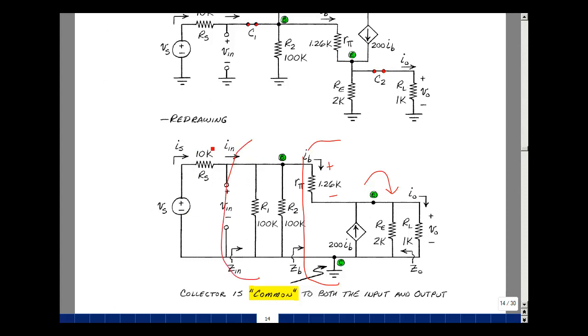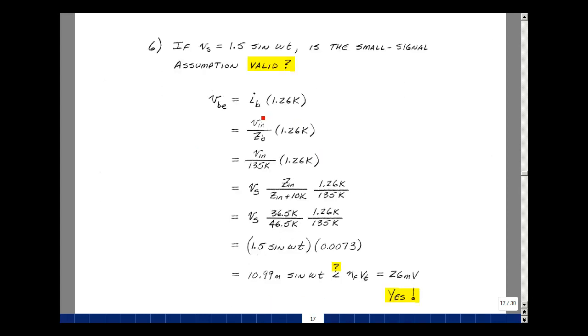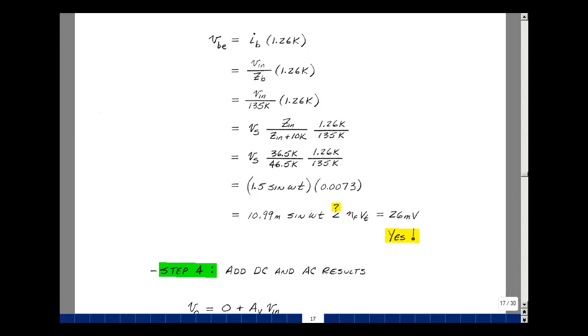And then the voltage Vn is going to be V sub S times the voltage divider of Zn with 10K. Let's go back to page 17 where we have all those formulas. Base emitter voltage is R pi times I sub B. I sub B is Vn over Z sub B, which is 135K. And then Vn is a voltage divider with Zn and 10K and V sub S. Zn was 36.5K, and then adding 10K to that, I get 46.5K. And this ratio gives me 0.0073 times V sub S. Although our input was pretty big, the voltage actually across the base emitter is quite small. It's 10.99 millivolts times the sine of omega t.